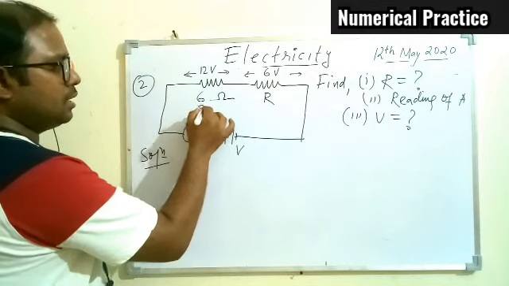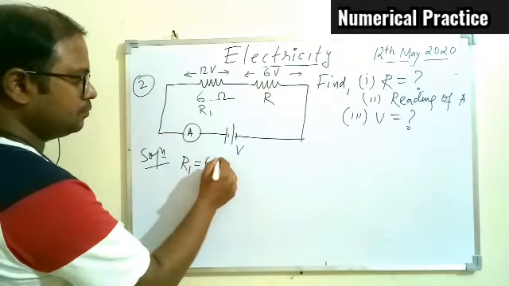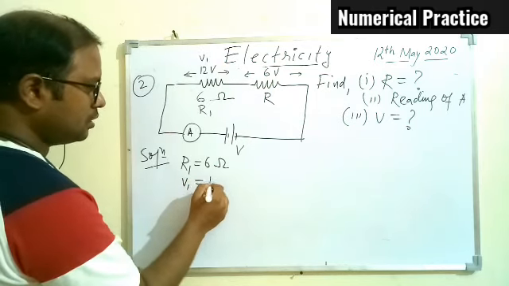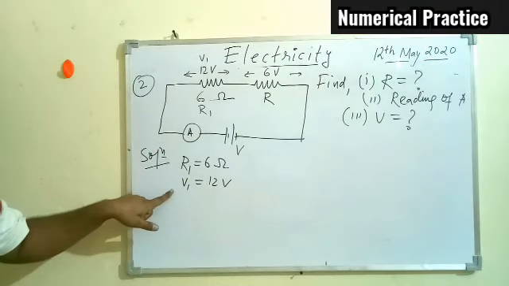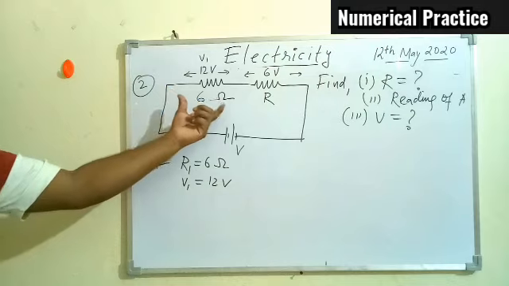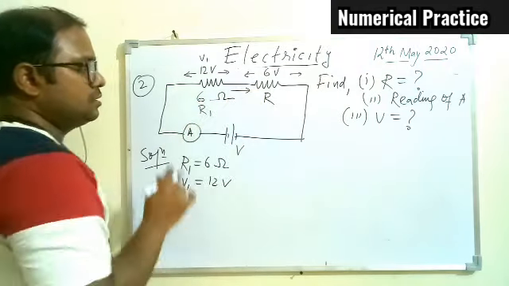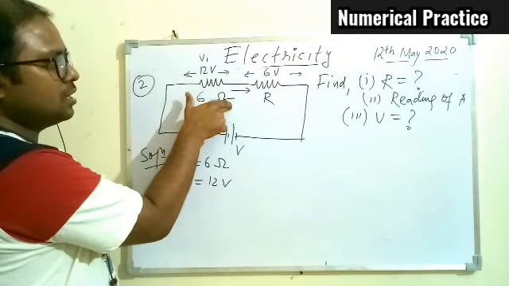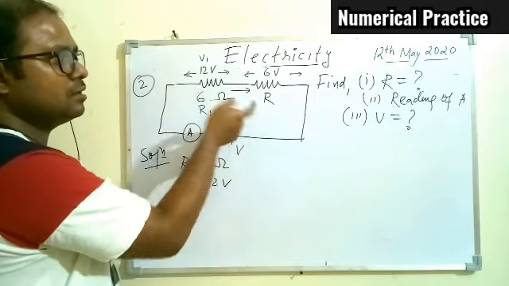Let this be R1. R1 is given to us as 6 ohm, and let this be V1. V1 is given as 12 volt. So based on this R and V, we can find out the current passing through 6 ohm, and you know these two are connected in series, 6 ohm and R, which is unknown to us. So if we can find out how much current is passing through this, the same current will pass through R also. Why? Because they are connected in series.